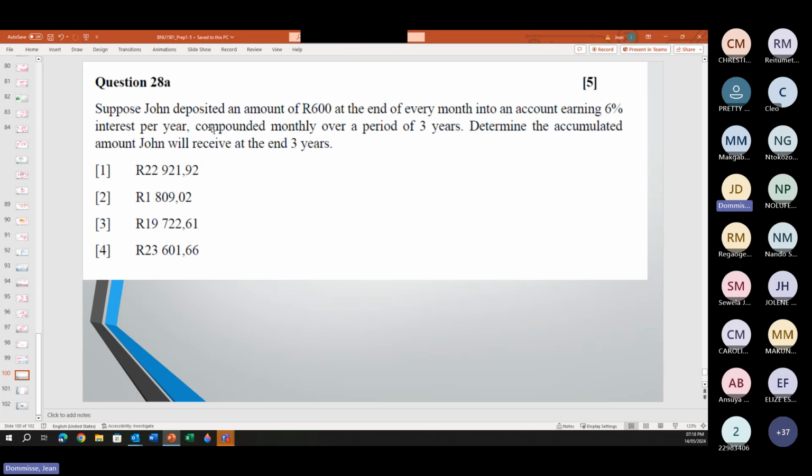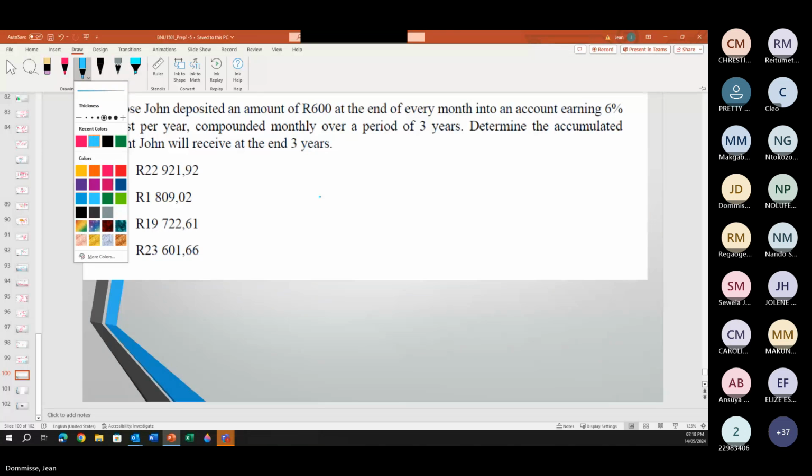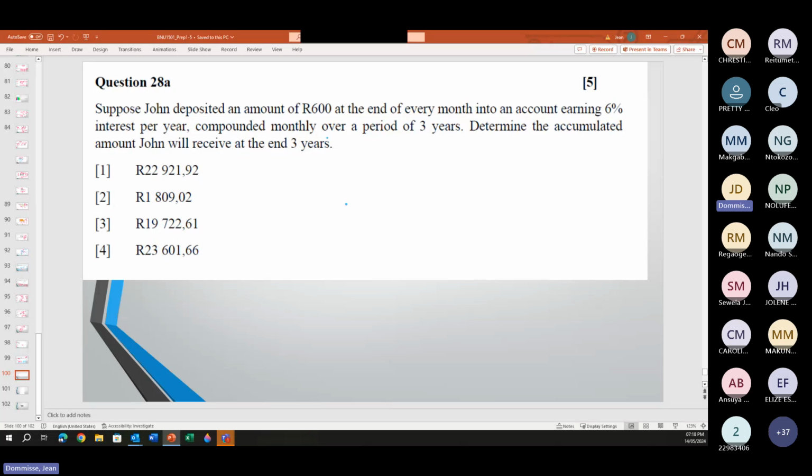Suppose John deposited an amount of 600 at the end of every month into his account, earning 6% interest per year, compounded monthly over a period of 3 years. Determine the accumulated amount John will receive at the end of 3 years.